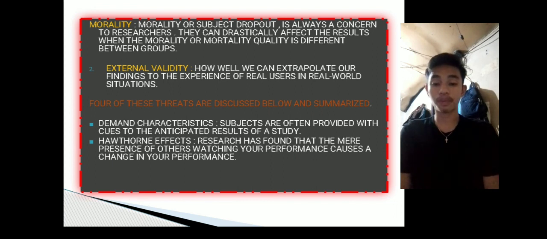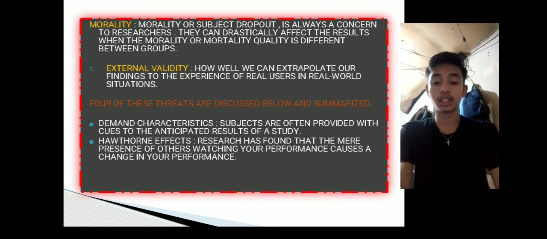External validity: how well we can extrapolate our findings to the experience of real users in real-world situations. Four of these threats are discussed below and summarized.